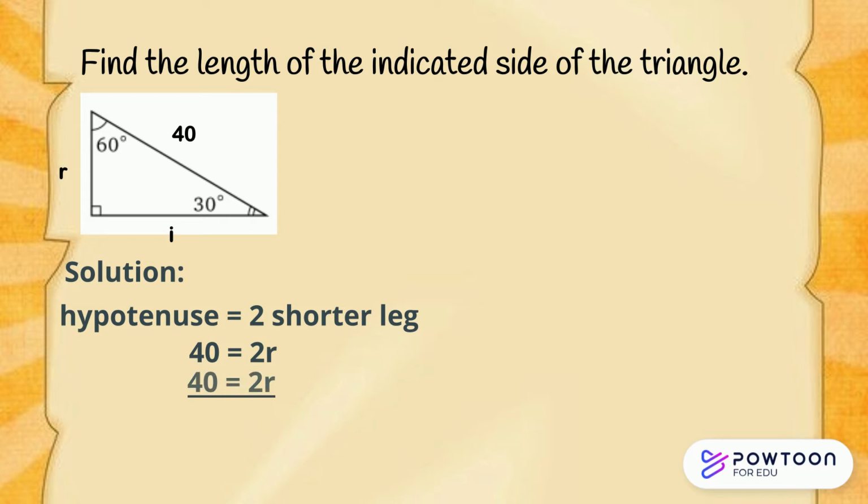Then we eliminate 2 by dividing both sides of the equation by 2. That leaves, r is equal to 20. So, r is equal to 20. And the measure of the shorter leg is 20.